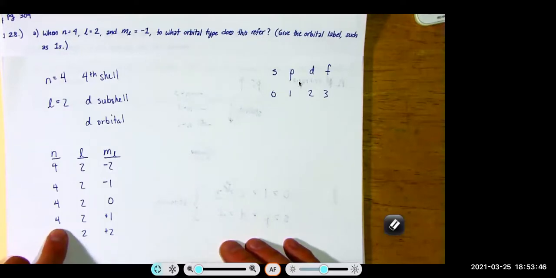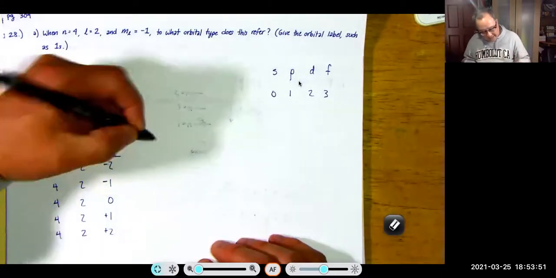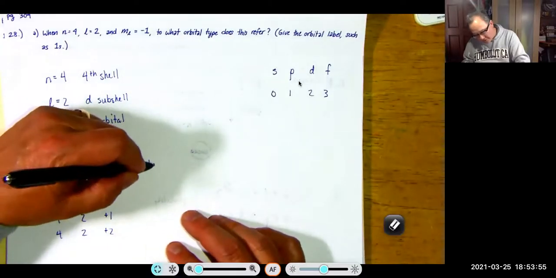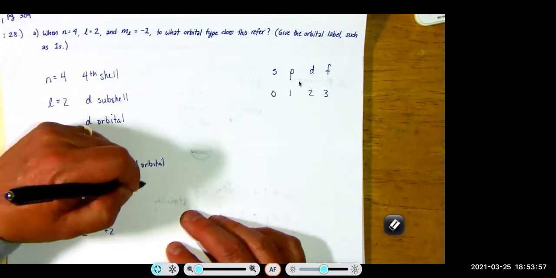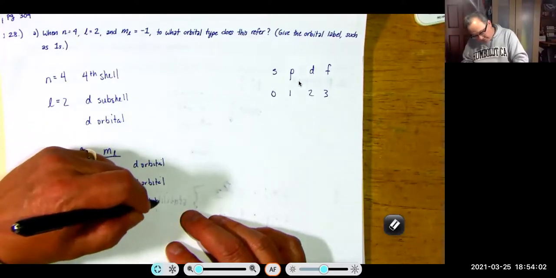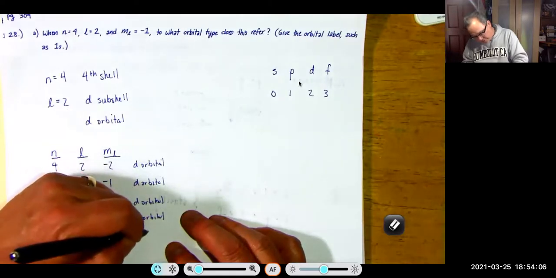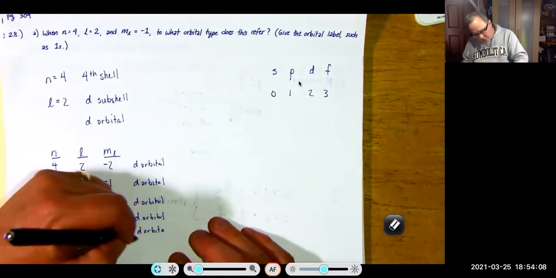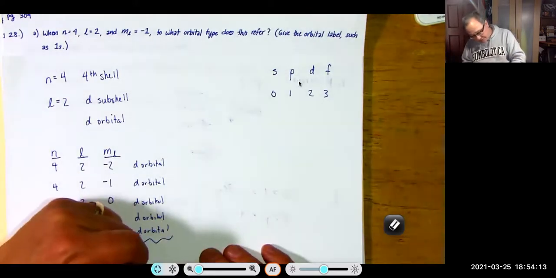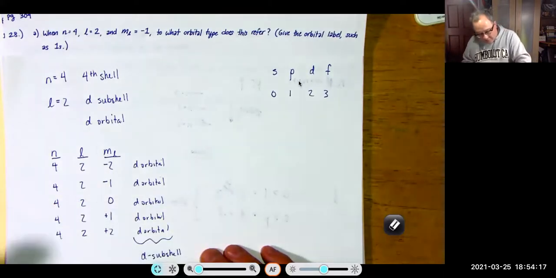And then there's 4, 2, +1, 4, 2, +2. Each one of these is a D orbital. So this is a D orbital. This is a D orbital. This is a D orbital. This is a D orbital. And this is a D orbital. And collectively, when you look at all of these and add them all up together, it's called a D subshell. And we can be even more specific. This is a 4D orbital.